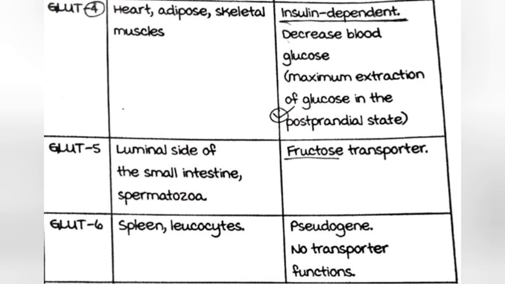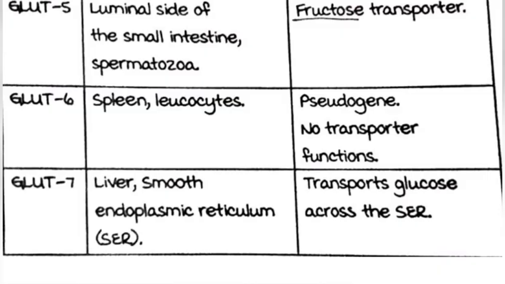Then sixth is GLUT6, which is present in the spleen and leukocytes, and which are pseudogenes. They have no function in the transport of glucose. GLUT7 is present in the liver, in the smooth endoplasmic reticulum. They transport glucose across the smooth endoplasmic reticulum. Okay, so these are the seven types of GLUT.